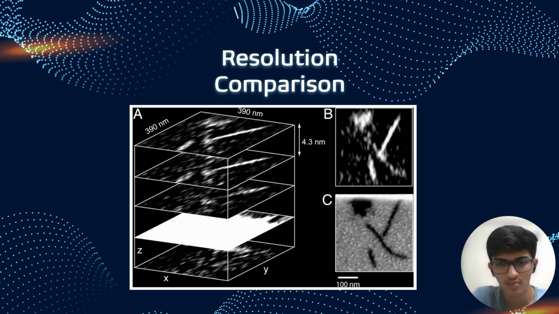As you can see, several virus particles are evident, and the C is the corresponding scanning electron micrograph. So as you can see, both are pretty accurate and match with each other. There is just some noise in the MRFM results, but apart from that, it basically represents the same slice.